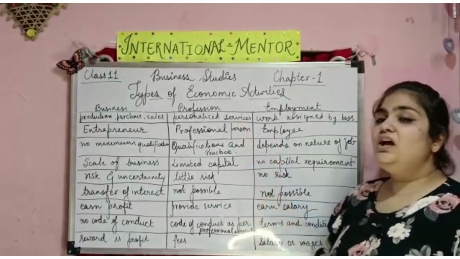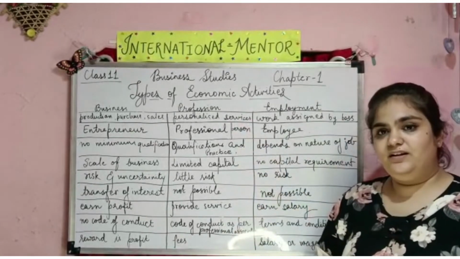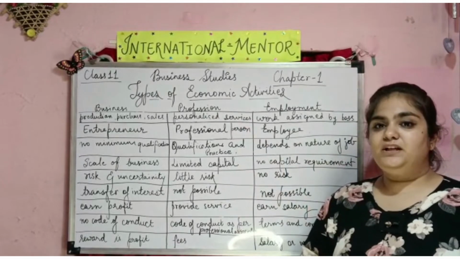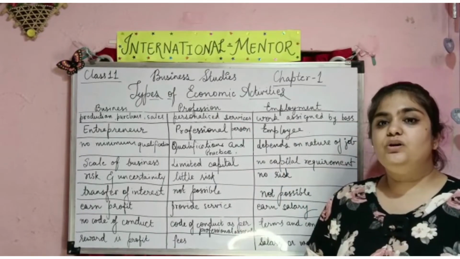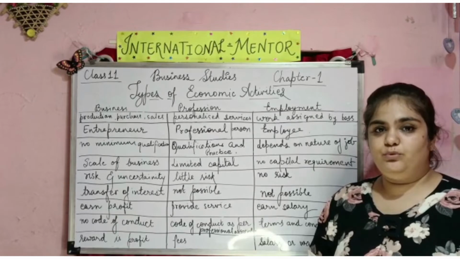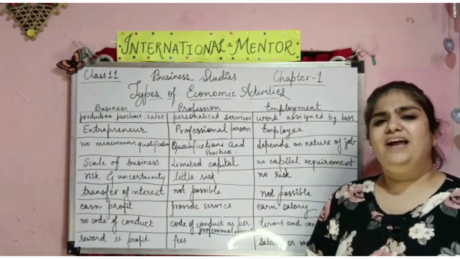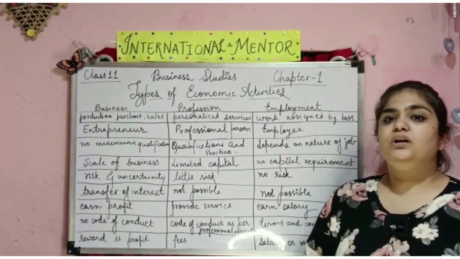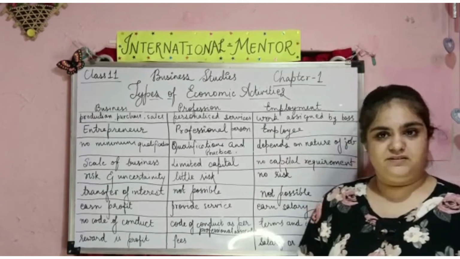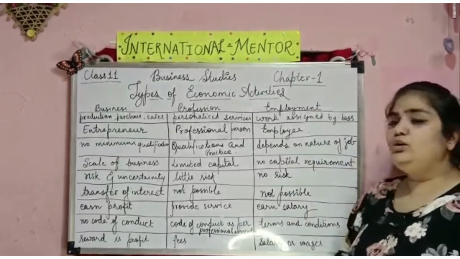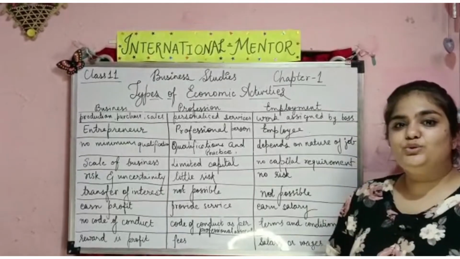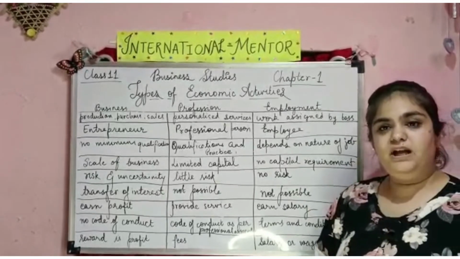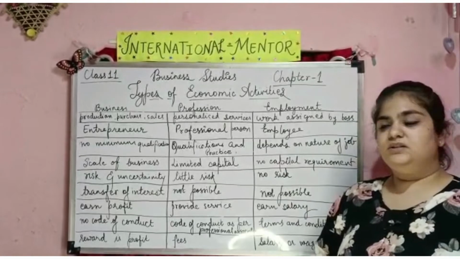In profession, limited capital is required. For example, if a teacher wants to teach, she would require just a blackboard or some tables and limited capital and some qualification to continue her professional services. And in employment, no capital is required. You just need to go to a company and just work under a boss.